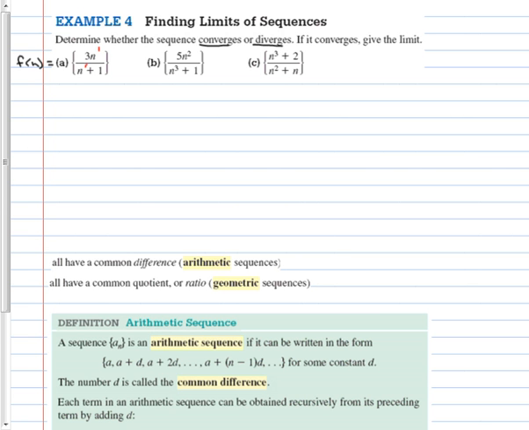If the degrees are the same, I divide the lead coefficients. The lead coefficient is 3. The lead coefficient here is 1. What's 3 divided by 1? 3. This one converges to 3. If you graphed it, you would have a horizontal asymptote at 3. That is converging on the right and on the left to 3.